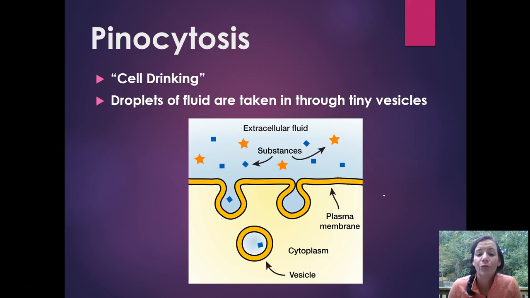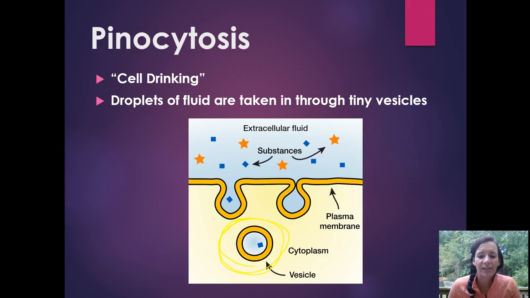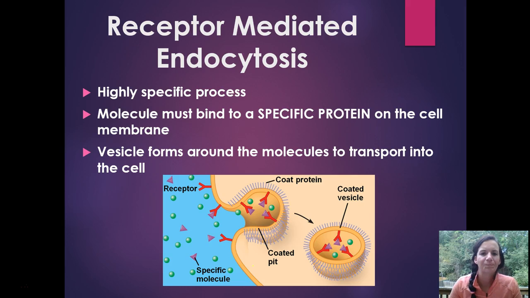Pinocytosis then is cell drinking, is what it's referred to as. This is when just droplets of fluid are taken in, and they're taken in through these tiny vesicles. As you can see, this down here is a vesicle. It's going to take in that substance, and it fuses once again with the membrane, and it pinches it off and brings it into the cell.